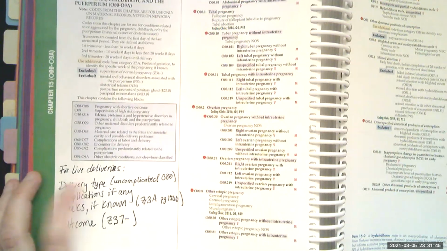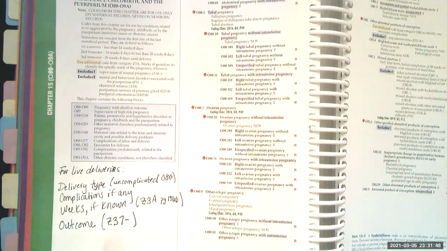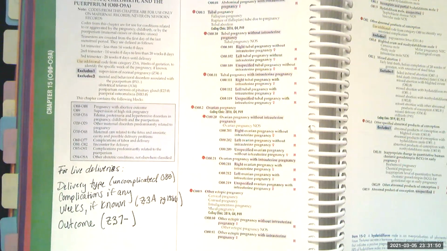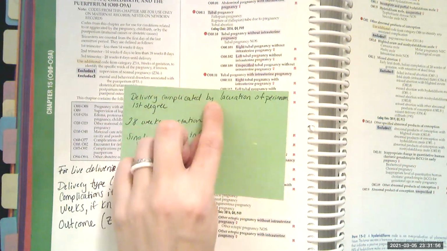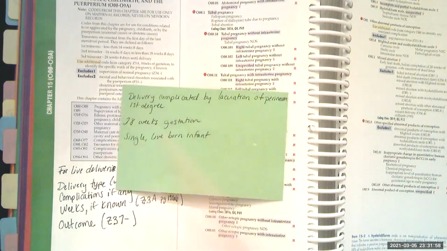But I'm still going to start in the alpha just so we can make sure we're doing it correct. I have a note here in case it's uncomplicated, O80, right? But I am going to start with the alpha for this first one. I'm going to look at delivery complicated by laceration of perineum, first degree. See if we can find it.